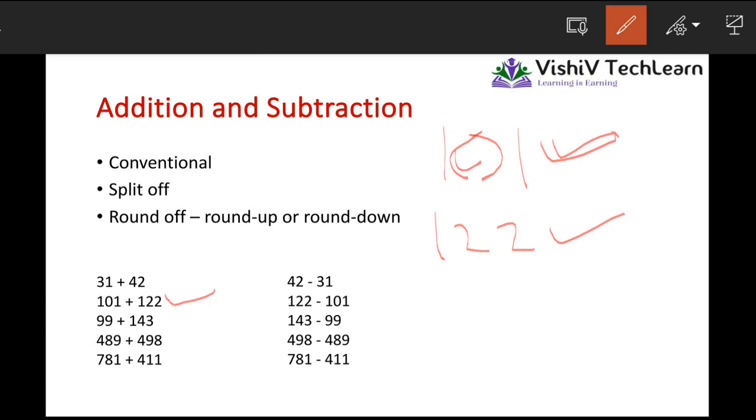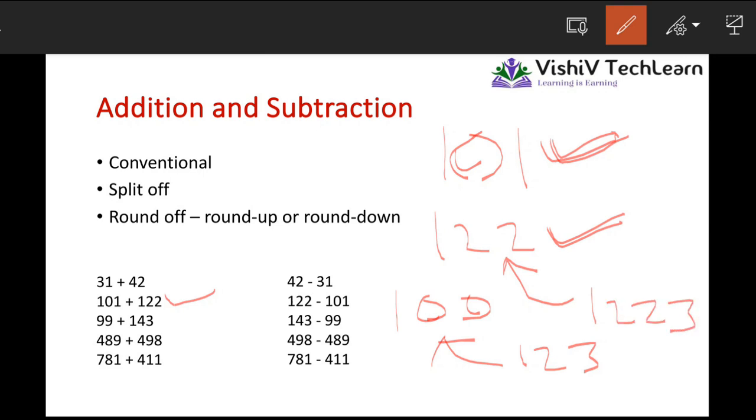If we split 101 only, we will get 101, and the other figure is 122. So in 122 we can add this 1. Once we add it, it becomes 123, and in 123 if we add again 100, we get the answer as 223, which is our final answer. So this is how we can use the split off method.